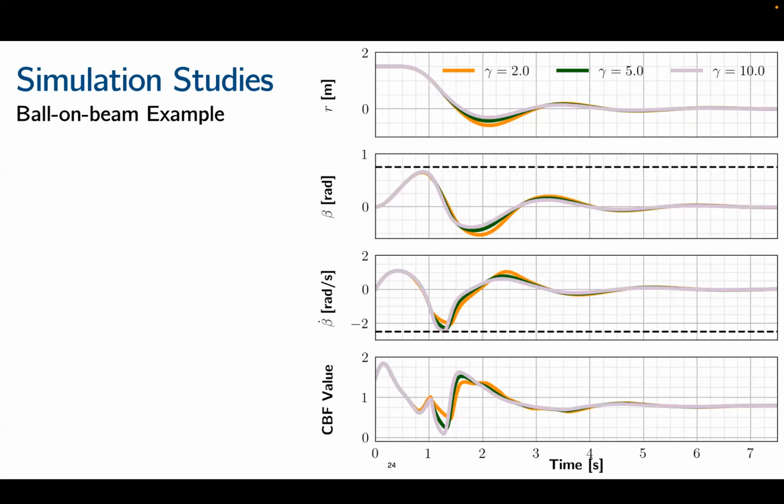This figure shows the trajectories generated using our learned CBF controller subject to different values of gamma. So here the function alpha is simply gamma h, and we can see that as gamma gets increased, the trajectories approach the constraint boundaries more aggressively, which is the same as what the theory suggests. And also for the CBF values, as gamma increases, the lowest CBF value along the trajectory gets closer to 0.